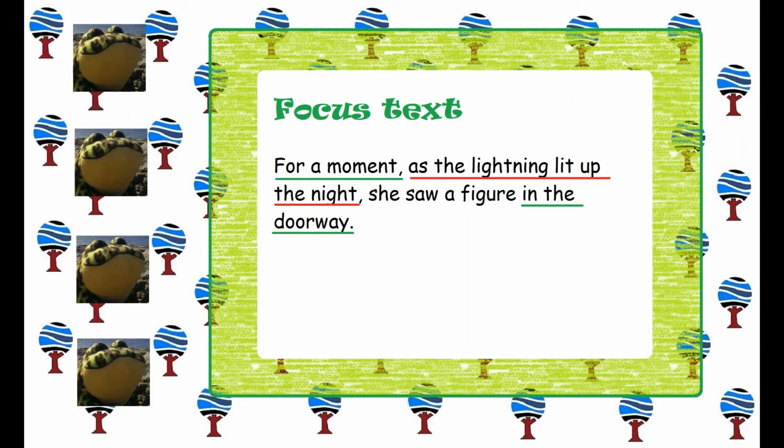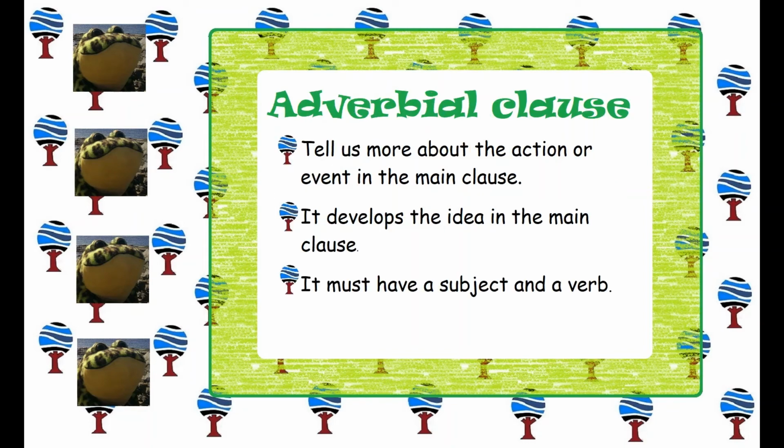It says, as the lightning lit up the night. So that's an adverbial clause, subject and verb. Whereas the other adverbials are adverbial phrases because they do not have a subject and a verb. Okay, let's sum up. An adverbial clause and an adverbial phrase. Let's have a look at the difference.